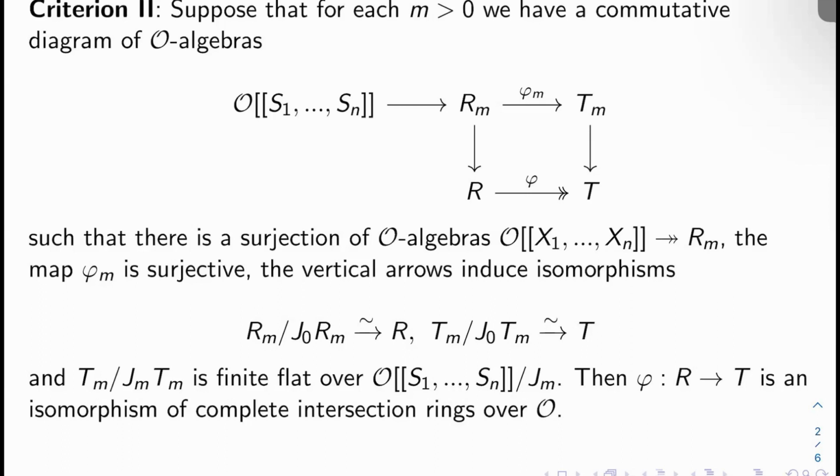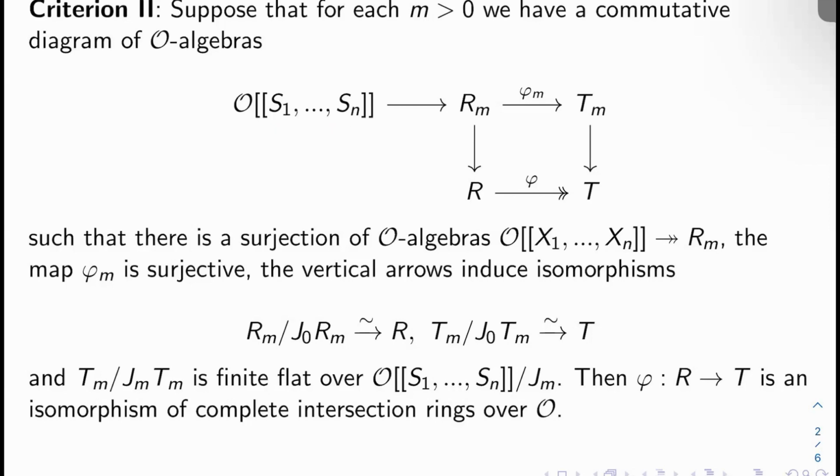We need a surjection of O-algebras from O double bracket x1 through xn to R sub m for each m. So I imagine O double bracket x1 through xn as living up top here, surjecting down onto R sub m. Okay. And then we also want these vertical arrows here to induce isomorphisms R sub m mod J0 R sub m with R and T sub m mod J0 T sub m with T, where recall that J0 is the ideal generated by S1 through Sn.